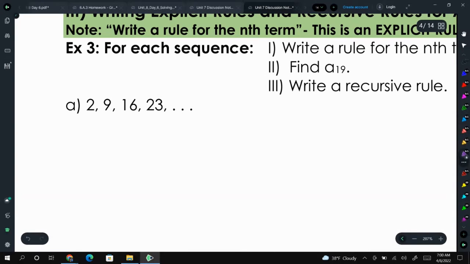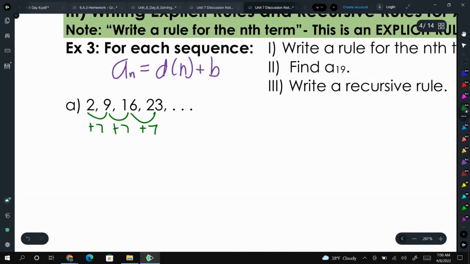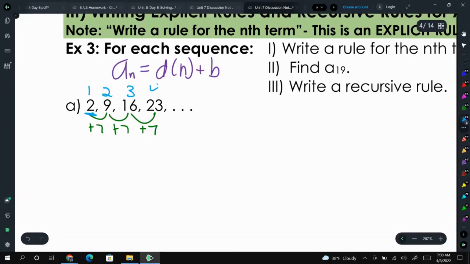So for explicit rules, it's in the form a sub n equals d times n plus b. Or you can think of it as y equals mx plus b. Our common difference, you can see, is 7. But this is not my b value. 2 is not going to be my b value because, remember, this is our first term, second term, third term, fourth term. So when I plug in 1 for n, I need to get 2 as my answer. That's not going to happen if I make my b value 2.